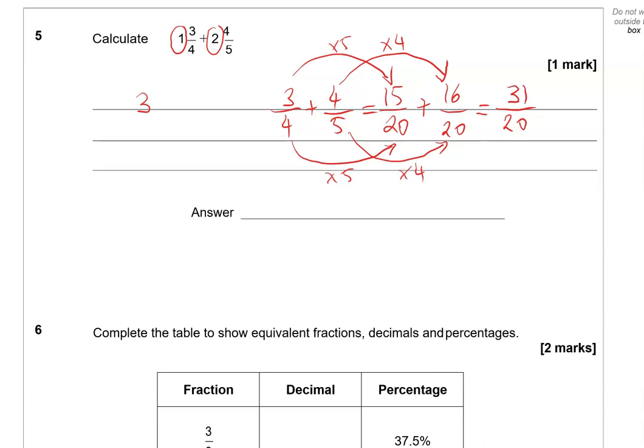So 31 20ths, that tells us that is more than one whole. Because if you take away 20 from the 31, that's going to leave you with 11 20ths. So we have an additional whole number here. As well as the 3, we're going to add 1 to it to make it 4. So 4 and 11 20ths.